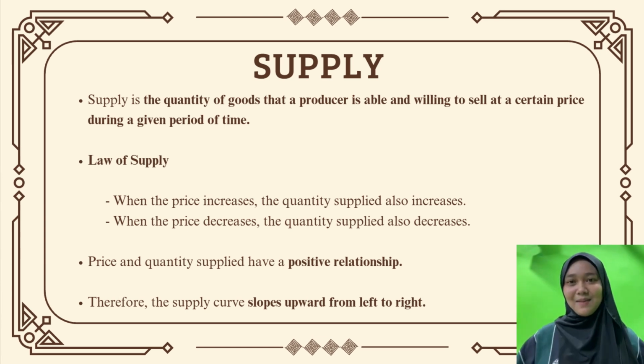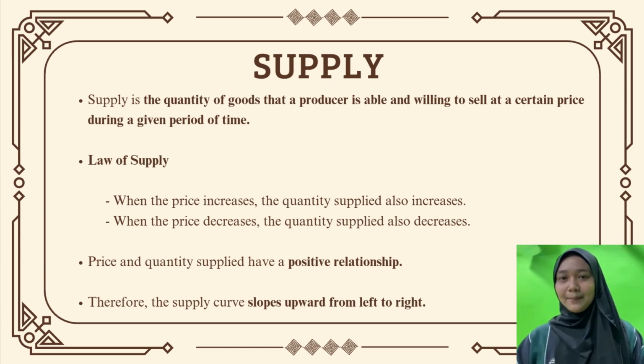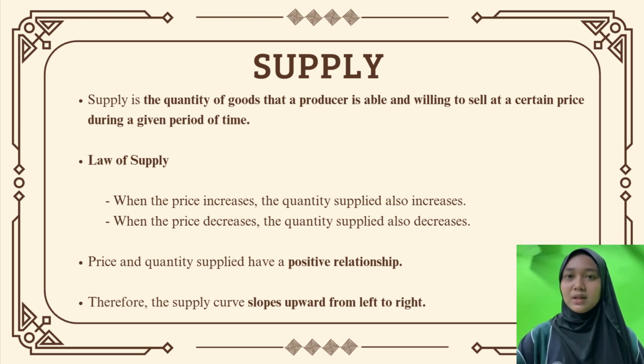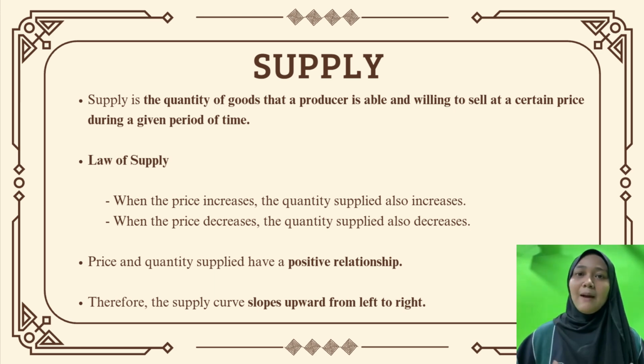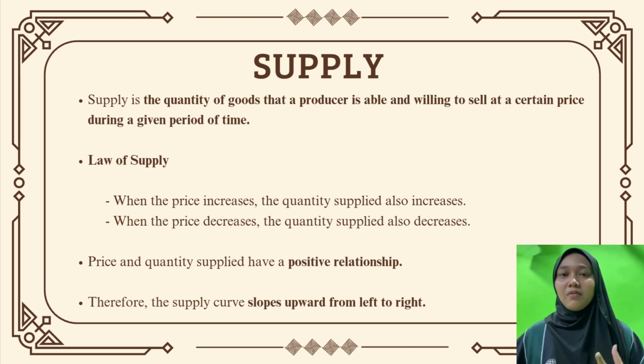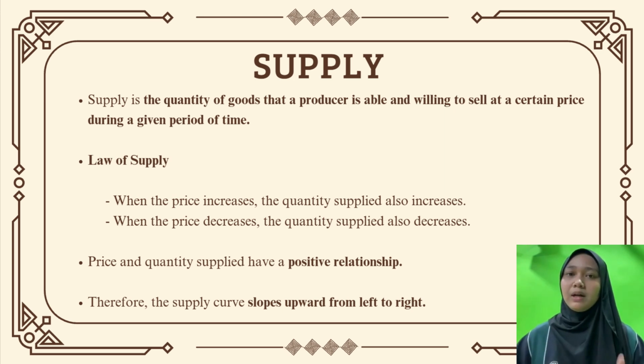Let's talk about supply. Supply is the quantity of goods or services that producers are willing and able to sell at different price levels during a given period. According to the law of supply, when the price increases, the quantity supplied also increases. This is because producers can earn more profit, so they are willing to produce and sell more. On the other hand, when the price decreases, producers will supply less because the profit is lower. For example, if the price of coffee rises from 8 ringgit to 12 ringgit per cup, coffee shops may produce and sell more to get a higher profit.